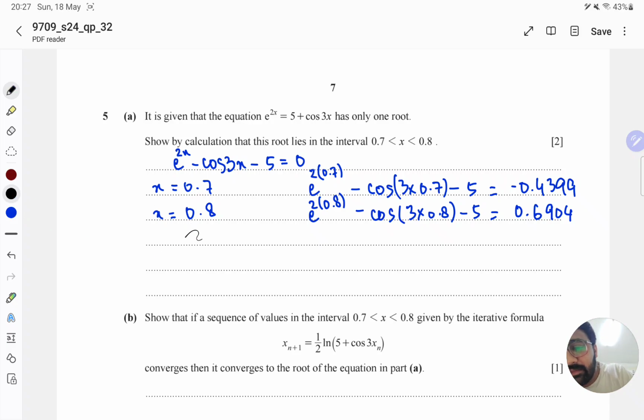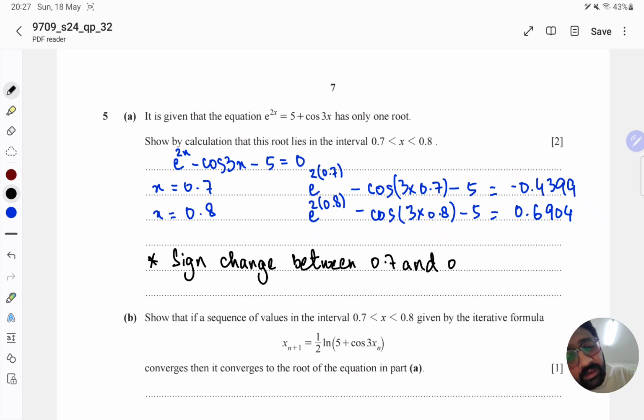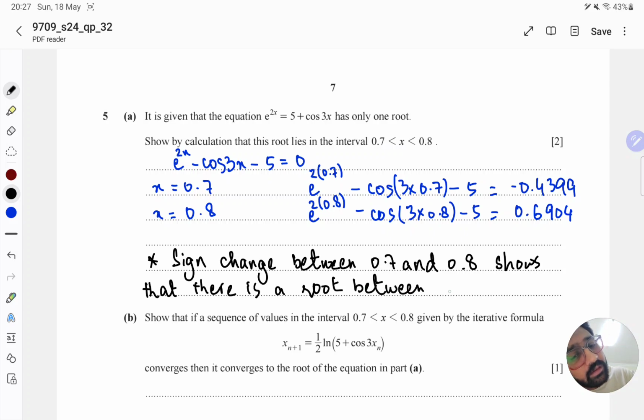So let me write it as a statement. Sign change between 0.7 and 0.8 shows that there is a root between 0.7 less than x less than 0.8.